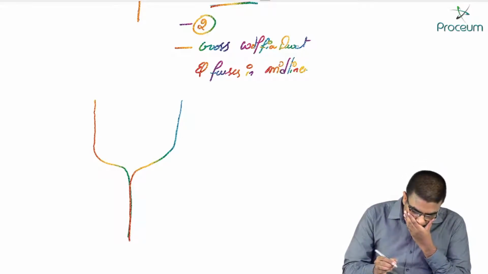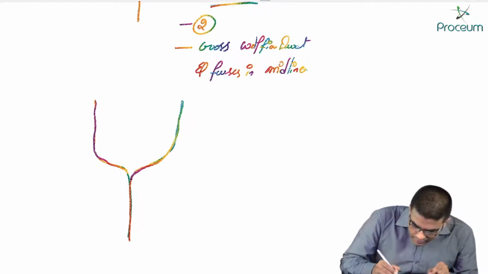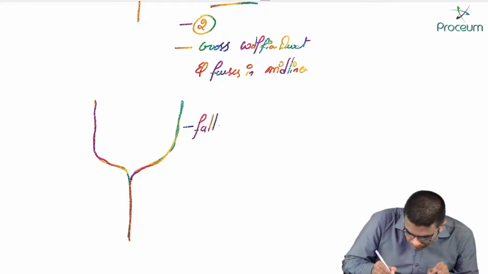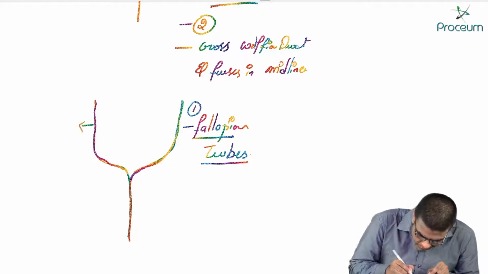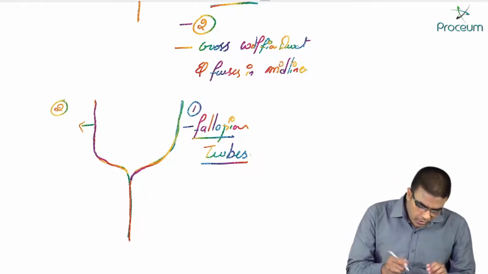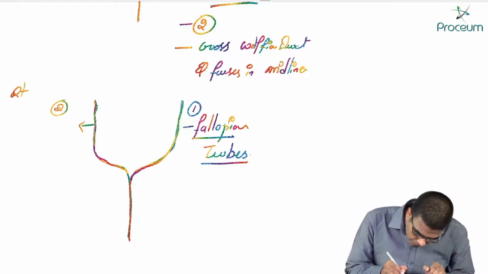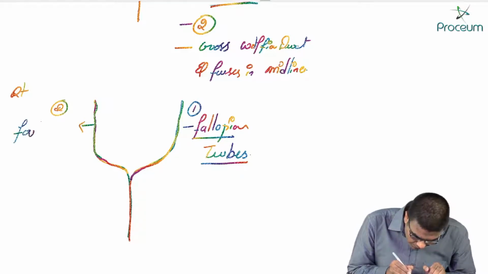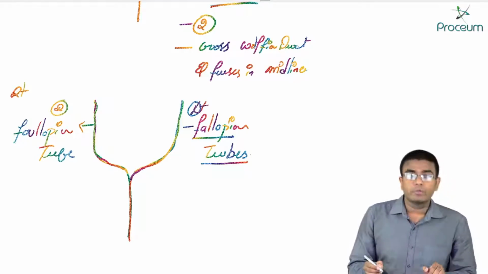Now keep in mind that these parts which are not fused will form the fallopian tubes. So one side forms one fallopian tube, and the other side forms the second fallopian tube. Two fallopian tubes will be there. If this is the right side, the right-sided fallopian tube will be formed by this structure which I am highlighting, and this is the left-sided fallopian tube.